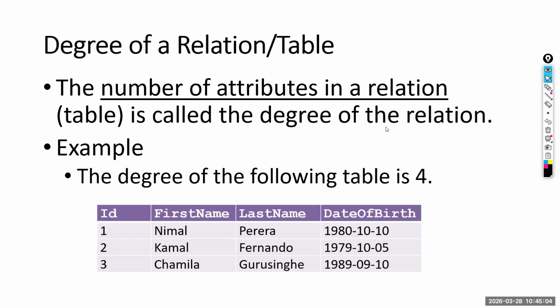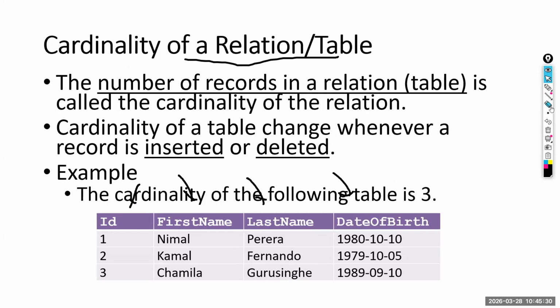Then we have the degree of a relation or table. That is the number of fields in the relation. So in this table, the degree of the relation is 4. These are just simple terms, okay? But you must be familiar with these terms. There is the degree of a relation. Then you have the cardinality of a relation. That is the number of tuples or records in the relation.